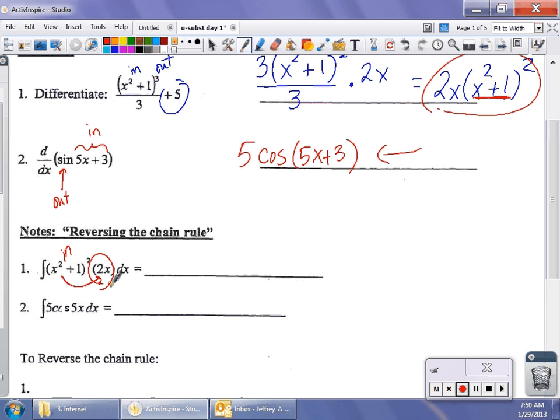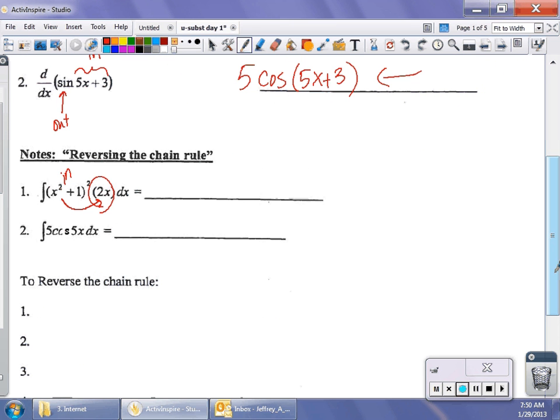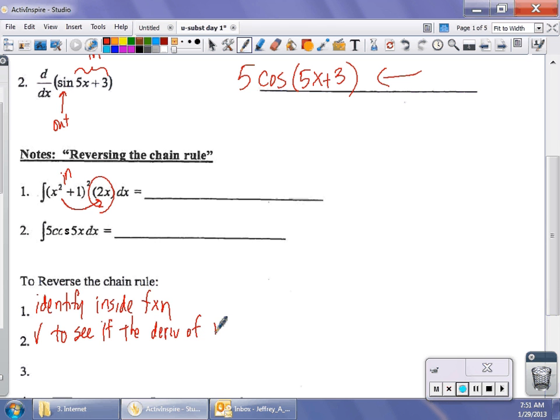So the first part of reversing the chain rule is to identify the inside function. And the second part is to check to see if the derivative of the inside function is part of the integrand.